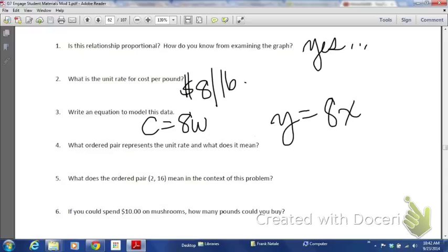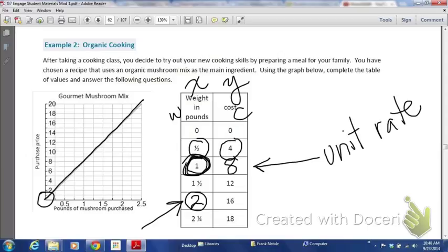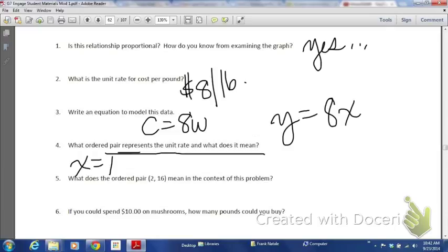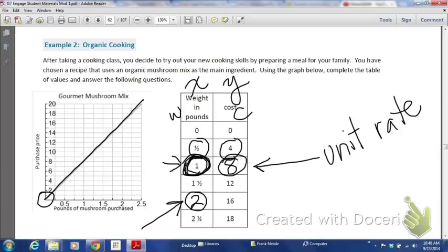Okay, so which ordered pair represents the unit rate? And remember, the ordered pair that represents the unit rate is where x equals 1. If we go back and look where x equals 1, that is right here, and then y equals 8. So our ordered pair would be 1, 8. And if we look at our graph, here is 1, and then here is 8 right here. This would be our unit rate, right there where x equals 1.